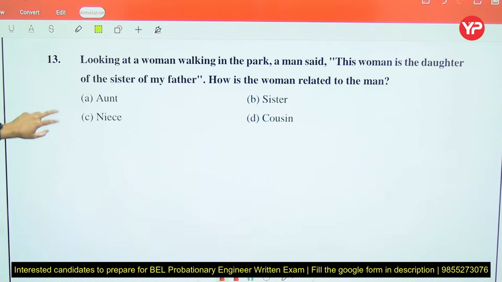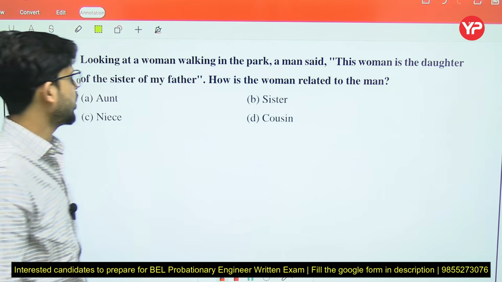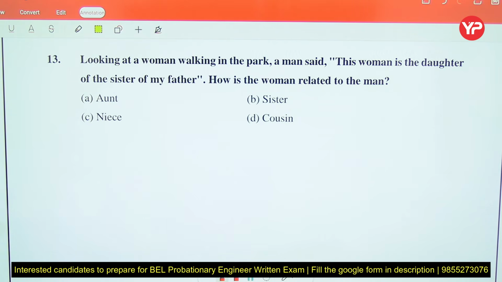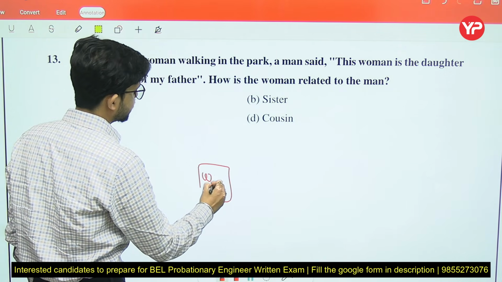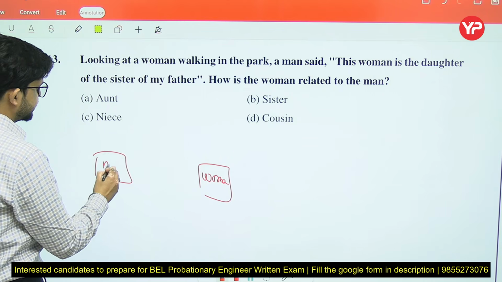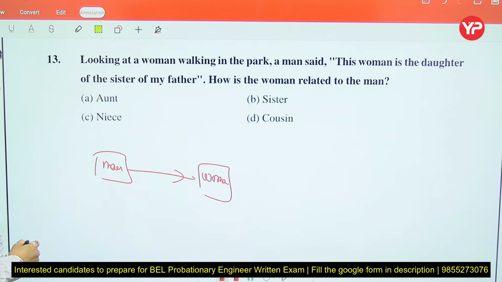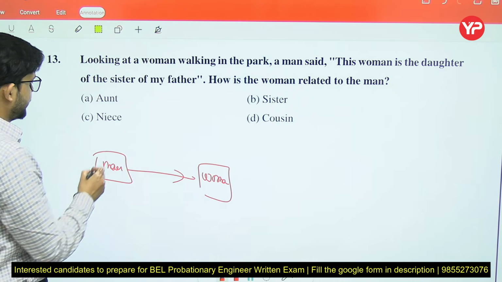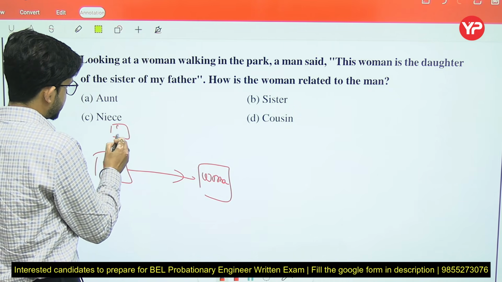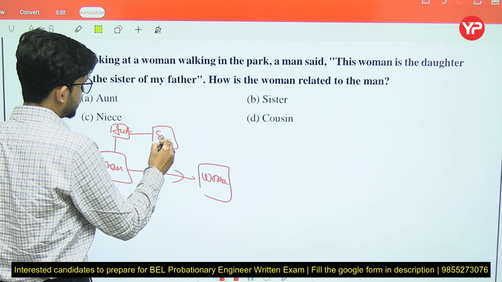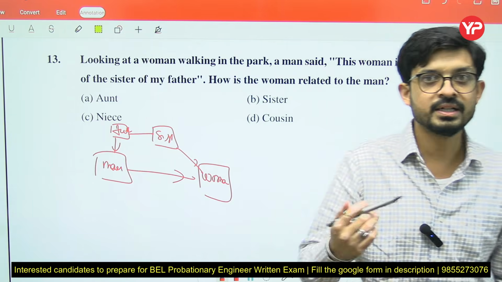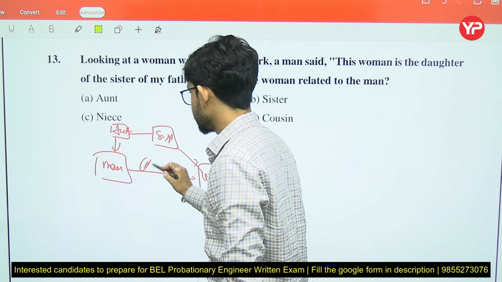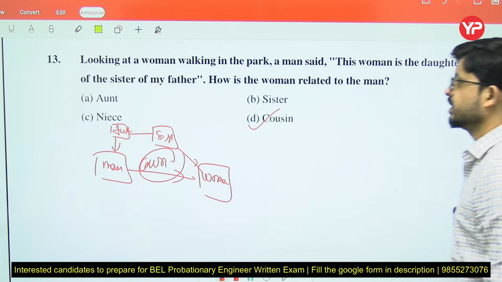Next is again a blood relation question. Looking at a woman walking into the park, a man said, "This woman is the daughter of the sister of my father." My father's sister's daughter means his aunt's daughter, बुआ की लड़की. So these two are cousins. So our answer will be cousin.